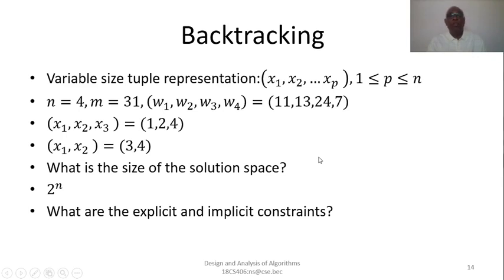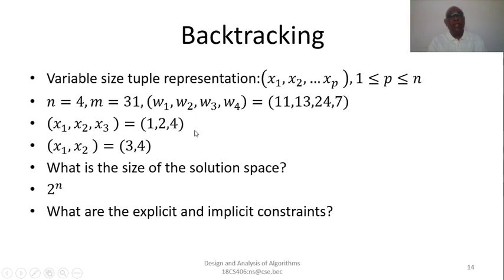And then, what are the explicit and implicit constraints? Explicit constraints talk about the possible values that can be taken up by x1, x2, xp. Implicit constraints define the constraint imposed by the problem statement. Here, the explicit constraint is that xi can take on the values 1, 2, 3, 4. So 1 less than or equal to xi less than or equal to 4 is the explicit constraint. And then what is the implicit constraint? The implicit constraint is the weights considered should sum up to m. So we find that w of x1, w of x2, w of x3 should sum up to 31.